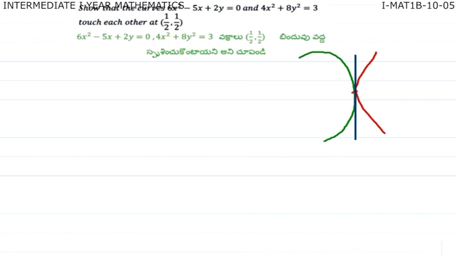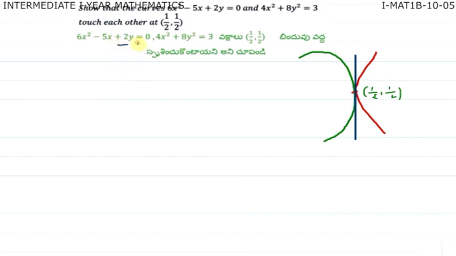So this is a problem. Show that these two curves touch at this particular point. The point is given as 1 by 2 comma 1 by 2. Already we have learned when m1 is equal to m2, in that case the two curves will touch each other. For two curves to touch, we must prove m1 is equal to m2.